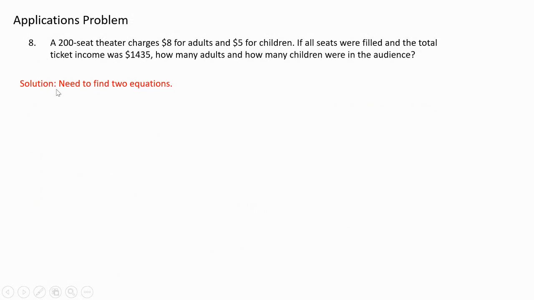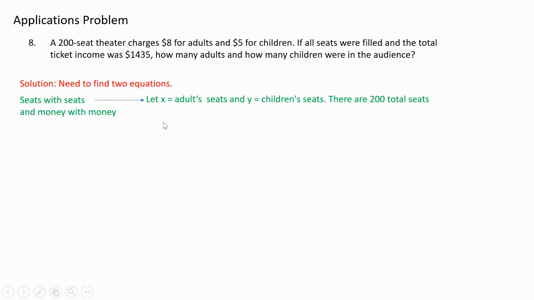This is the approach that I always tell my students. You need to find 2 equations. I tell them that we're going to do seats with seats and money with money. What does that mean? For the seats, I'm going to let x equal adult seats and y equal children's seats. You see, seats with seats. So there are a total of 200 seats. So this will be x plus y equals 200, which means adult seats plus children's seats equals 200 seats. That's what it means, seats with seats.